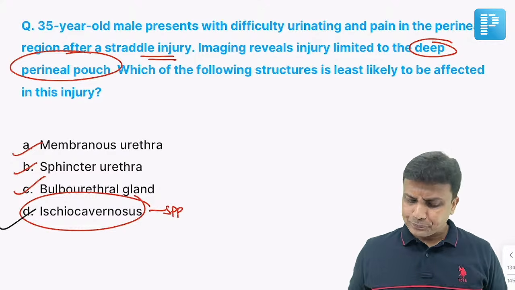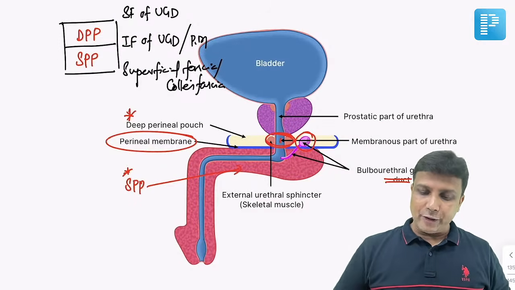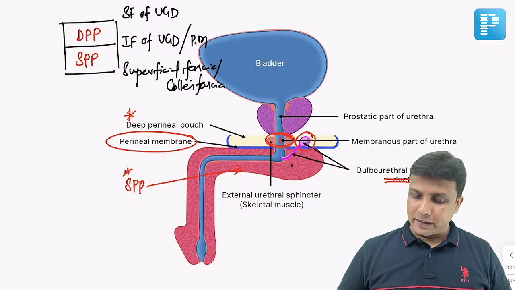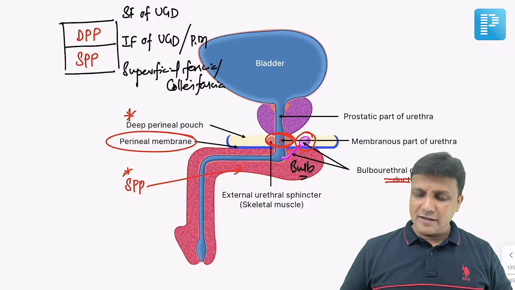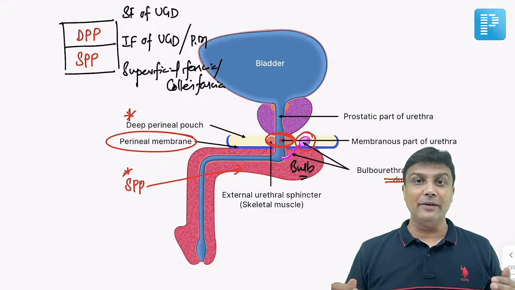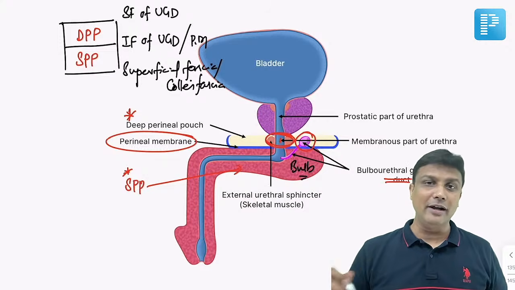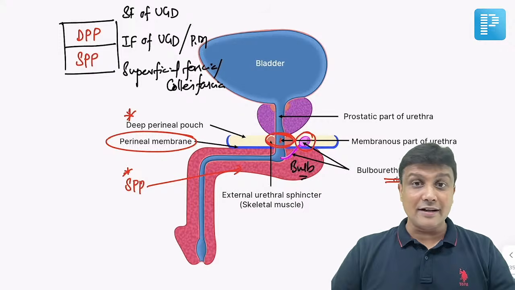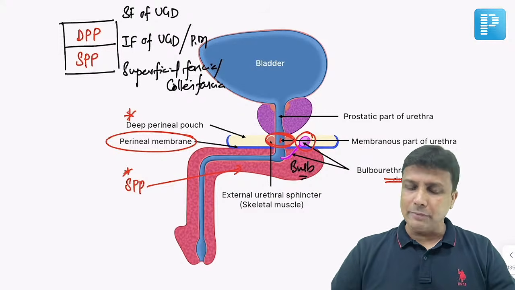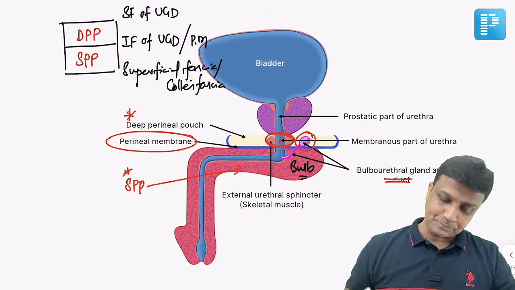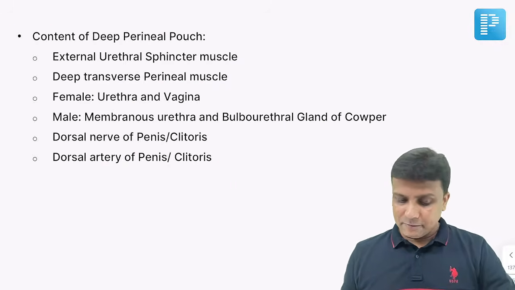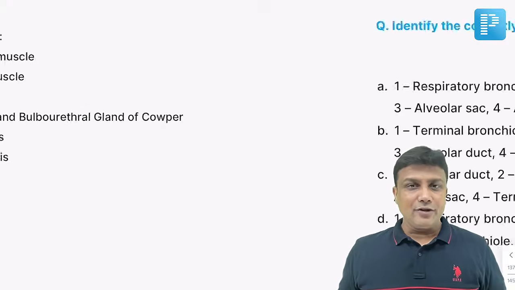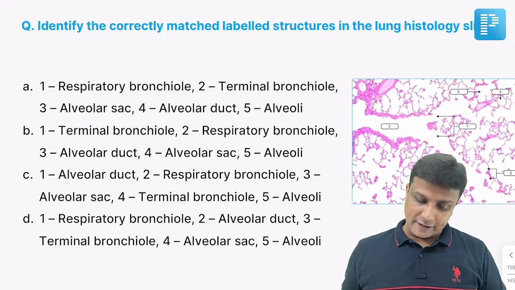If you want more clarity on this, here will be the bulb of the penis, and on either side of the bulb of the penis there will be the crus of the penis, and that crus will be surrounded by the ischiocavernosus muscle. The ischiocavernosus muscle, sir, obviously where will it be? In the superficial perineal pouch, sir. Okay? Let us move ahead, sir. So these are all the contents of the deep perineal pouch, I have already told you.